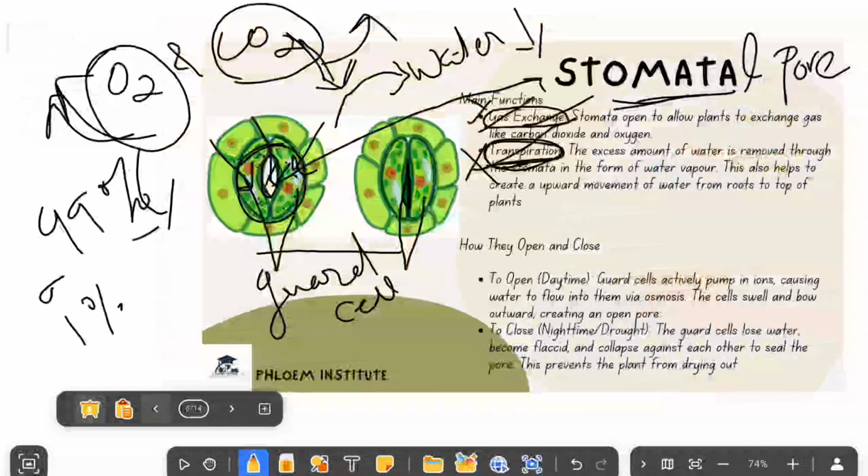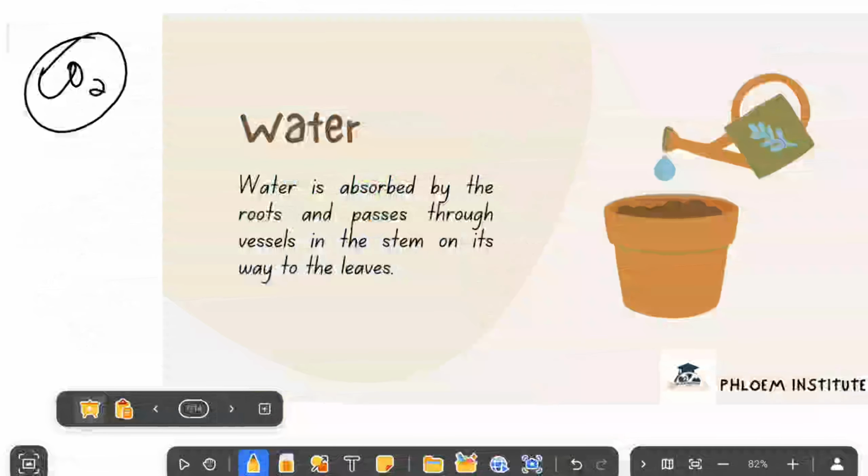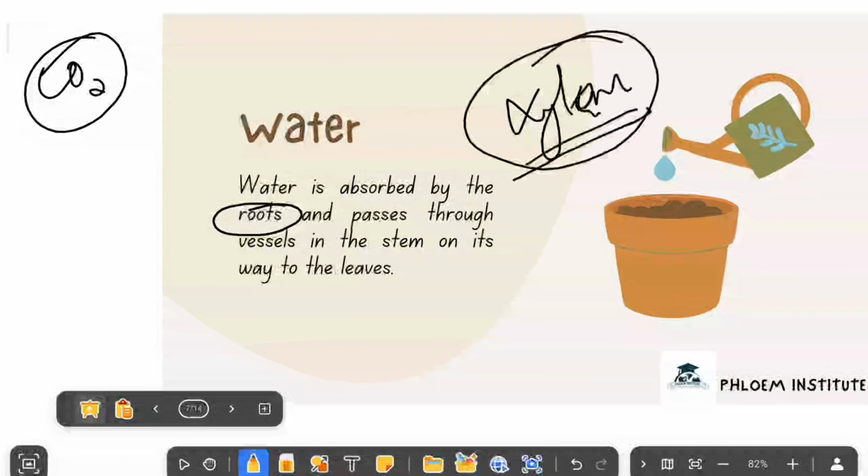Now remember here, stomata, we have guard cells which will control the opening and closing of the stomata. Next we have water. This water they will absorb through the roots. After the roots we have something called the xylem. Through these roots, plants are absorbing the water and they will send it to the leaves.